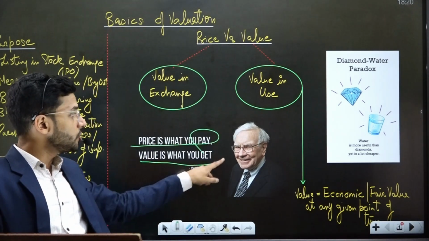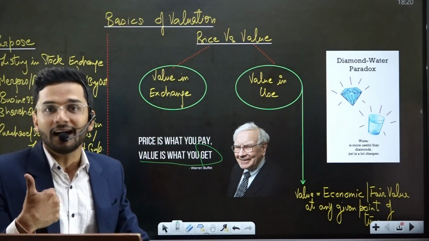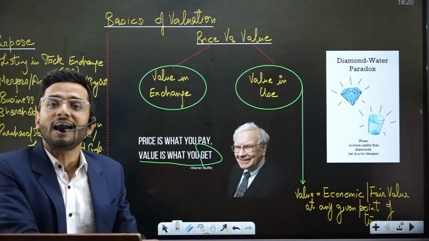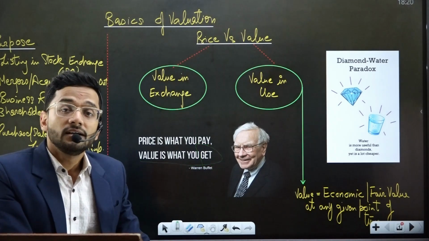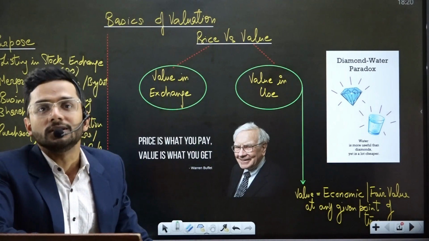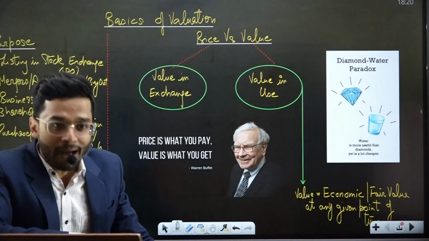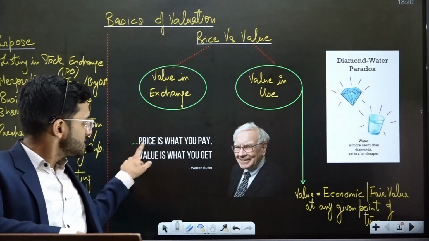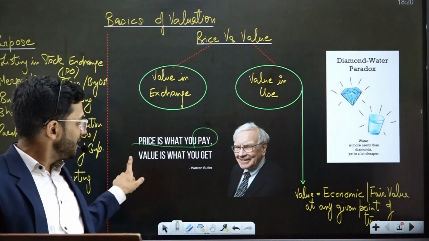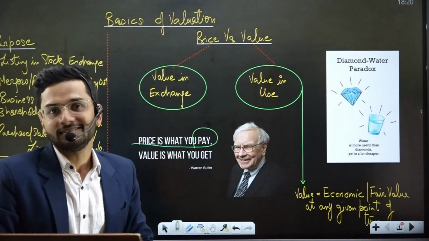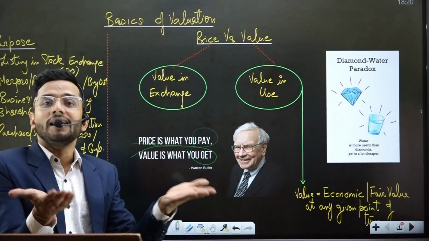And value is what you get. So what was I getting? I was getting value worth rupees 45 lakhs. But how, sir? In form of revenue from my students. I was getting that kind of money back. So price is what you pay and value is what you get. That is the difference between price and value.